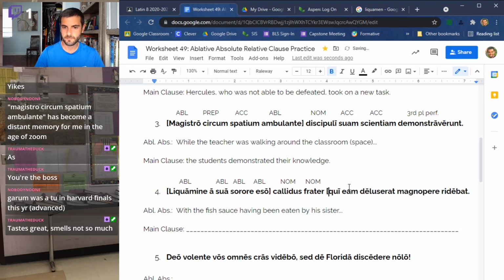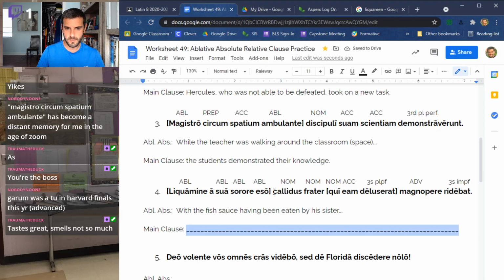Qui, so we've got a relative clause. Qui eam delucerat, so I need my verb. And then I have my verb on the outside too. So remember, with relative clauses, you're going to have a clause on the inside, you're going to have a verb on the inside, you're going to have a verb on the outside too. So we have minimum 2 verbs. So we've got delucerat, and then we have redebat, my 2 verbs.